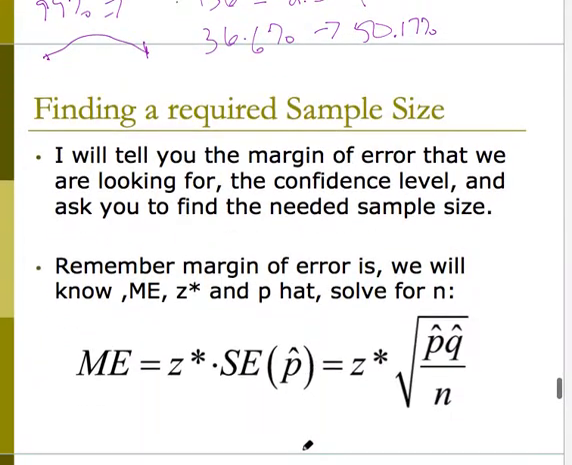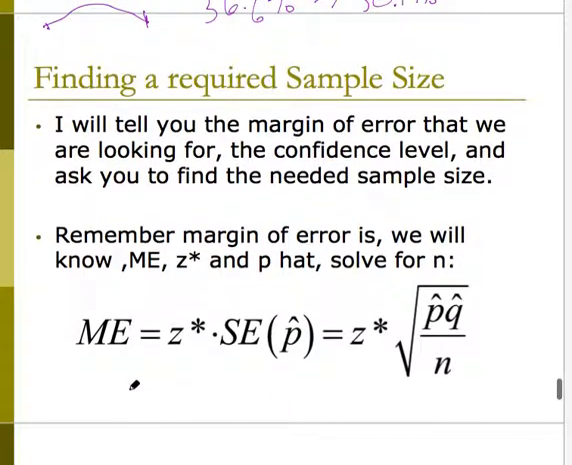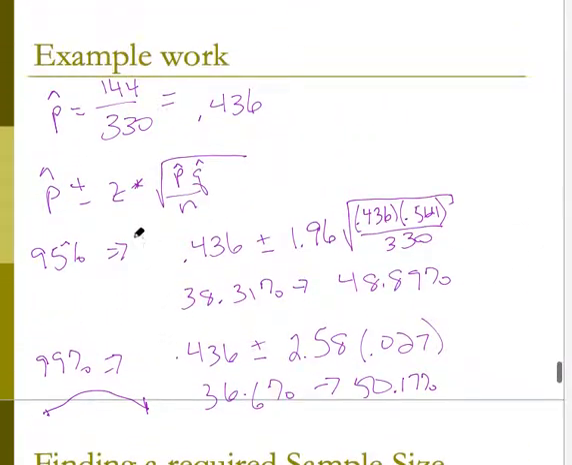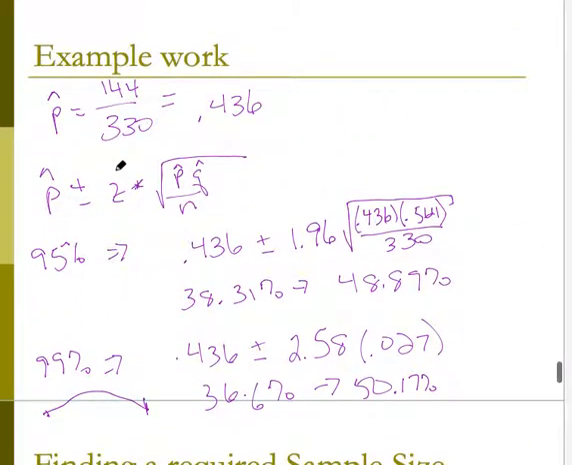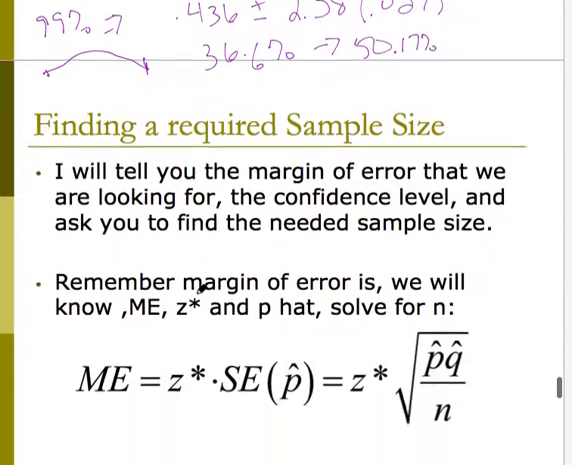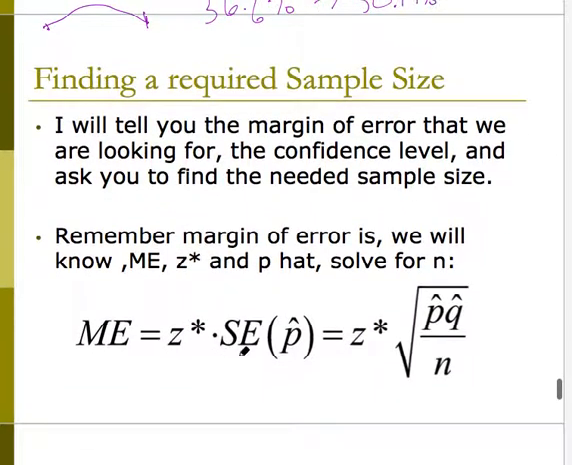Okay, so finding a required sample size. All right, so here is another way to write it. So the margin of error, which we just calculated. Okay, we did the margin of error, but I wrote it in terms of this right here, which is the margin of error. I took p hat and I added and subtracted that. Okay, but the margin of error is this right here.